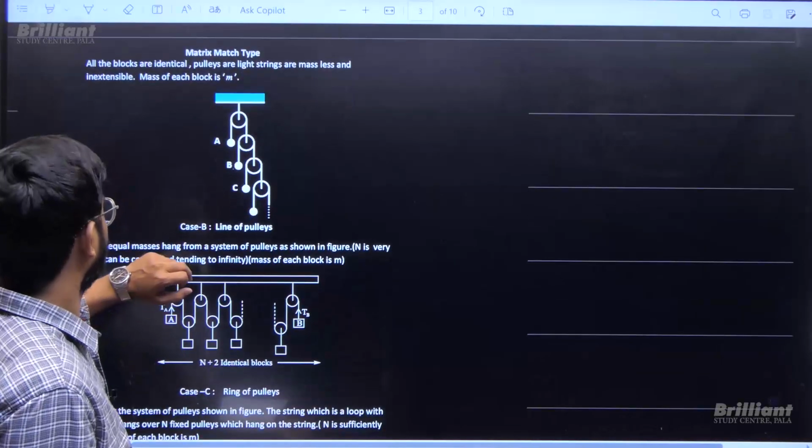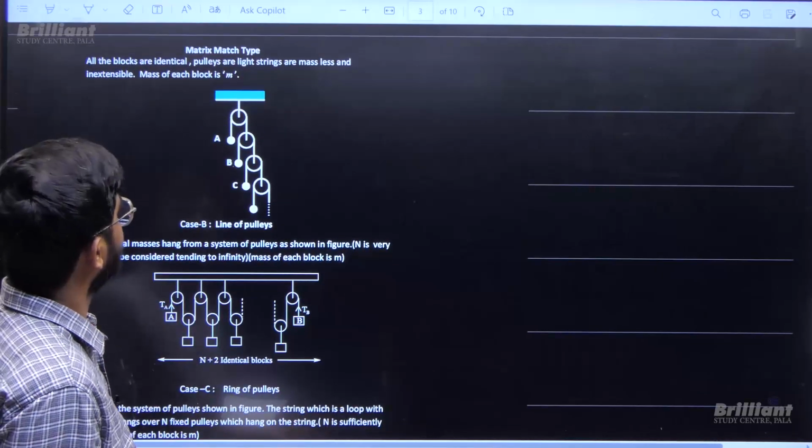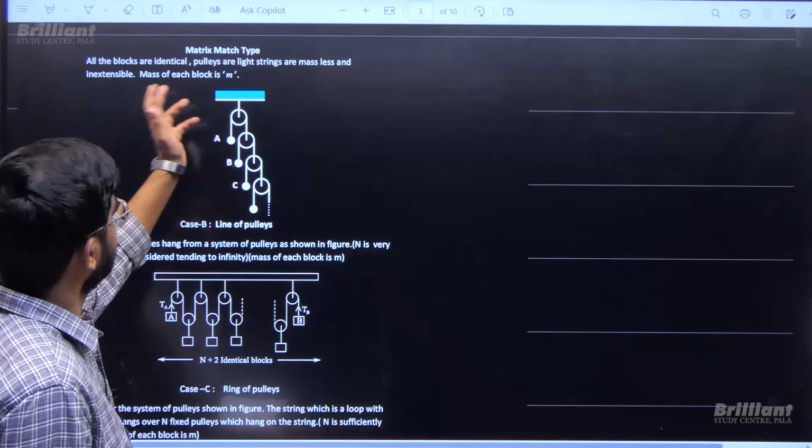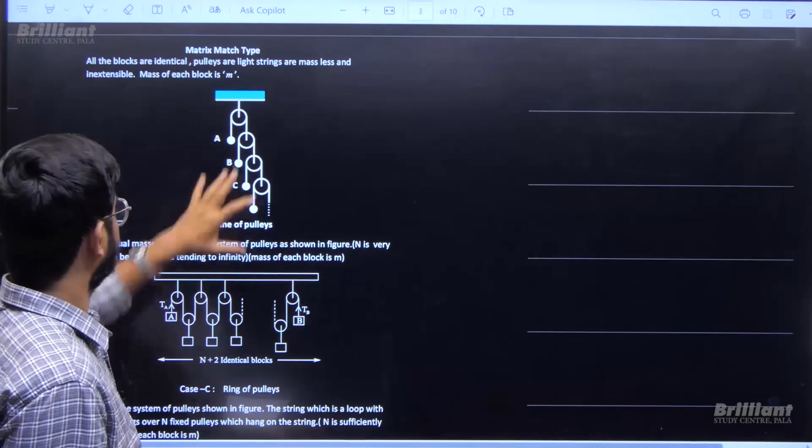Going to the next question. All the blocks are identical. Pulleys are light, strings are massless and inextensible. Each block is of mass m. That is one case.